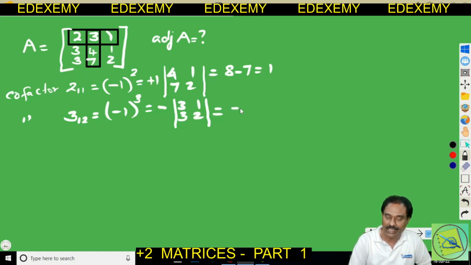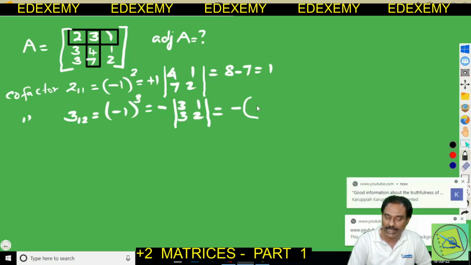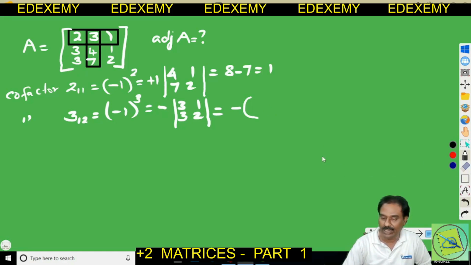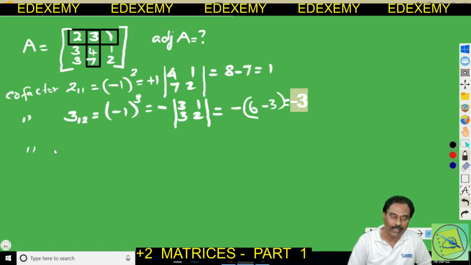It takes the minus value, minus of. I will find the value here. It is minus of. You put a bracket here after the minus. Here you have to put 3 into 2 is 6 and 3 into 1 is 3. So therefore 6 minus 3 is equal to 3, minus 3. So the value is minus 3. Cofactor of 3, first row, second column is minus 3.